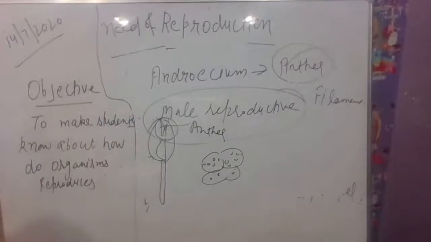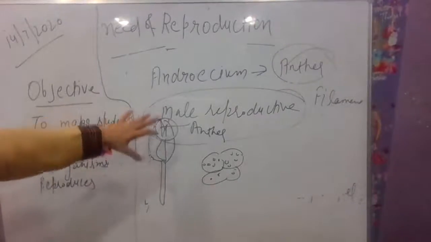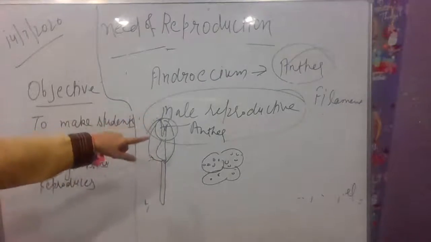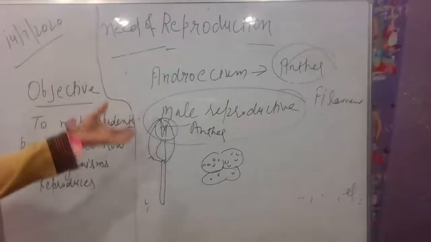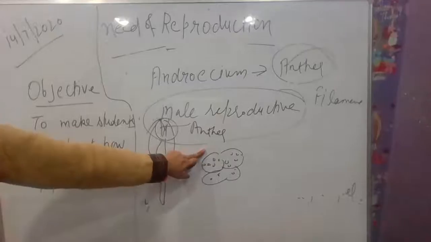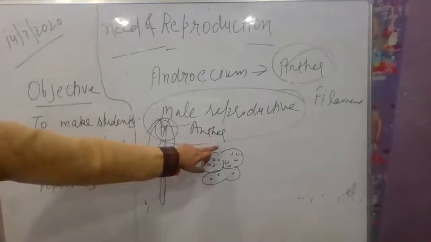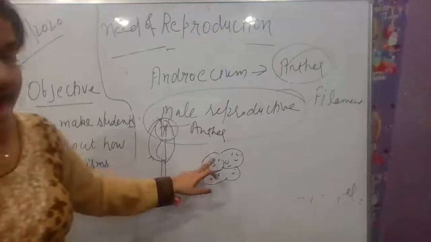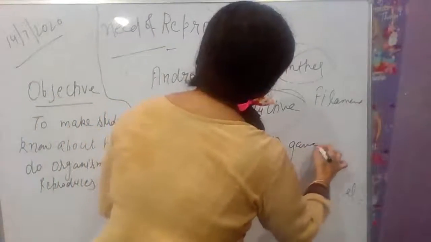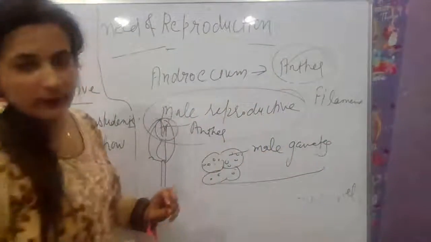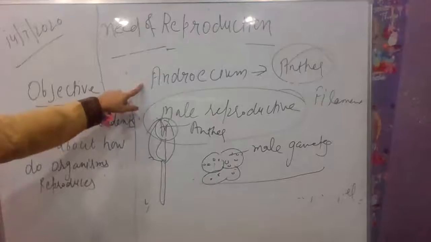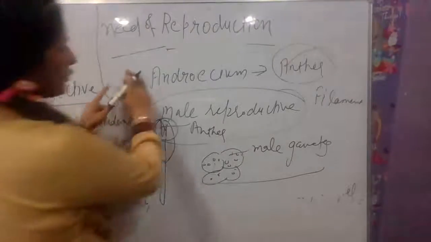Okay, beta. So in Androecium, each stamen consists of 2 parts: stalk, जिसको बोलते हैं filament, and anther. Anther bears 4 pollen sacs. Each sac contains a yellow powdery mass called pollen. Pollen is a male gamete. These are male gametes. Okay, beta. Now come to calyx and gynoecium part.